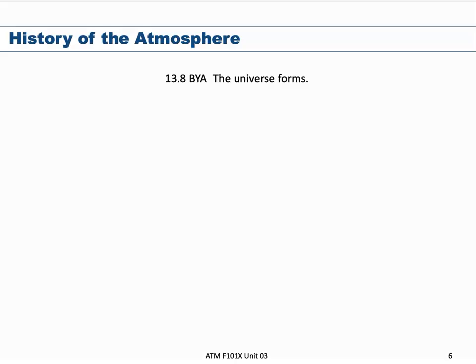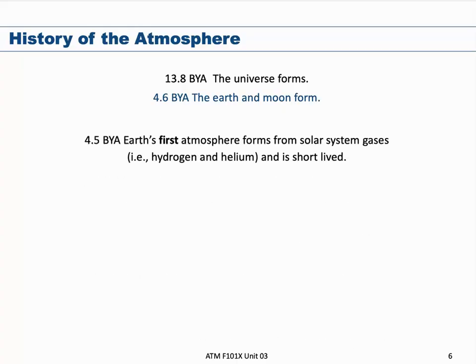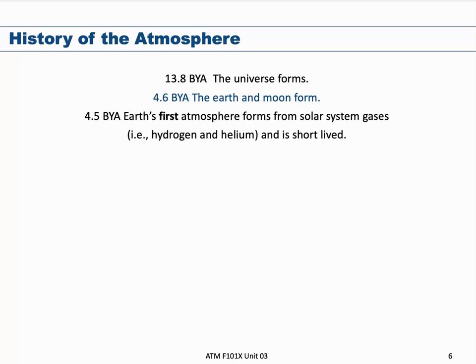A 12-point history of the atmosphere. About 13.8 billion years ago, the universe forms. About 4.6 billion years ago, the Earth and Moon form. About 4.5 billion years ago, Earth's first atmosphere forms from solar system gases and is short-lived. These gases include hydrogen and helium.